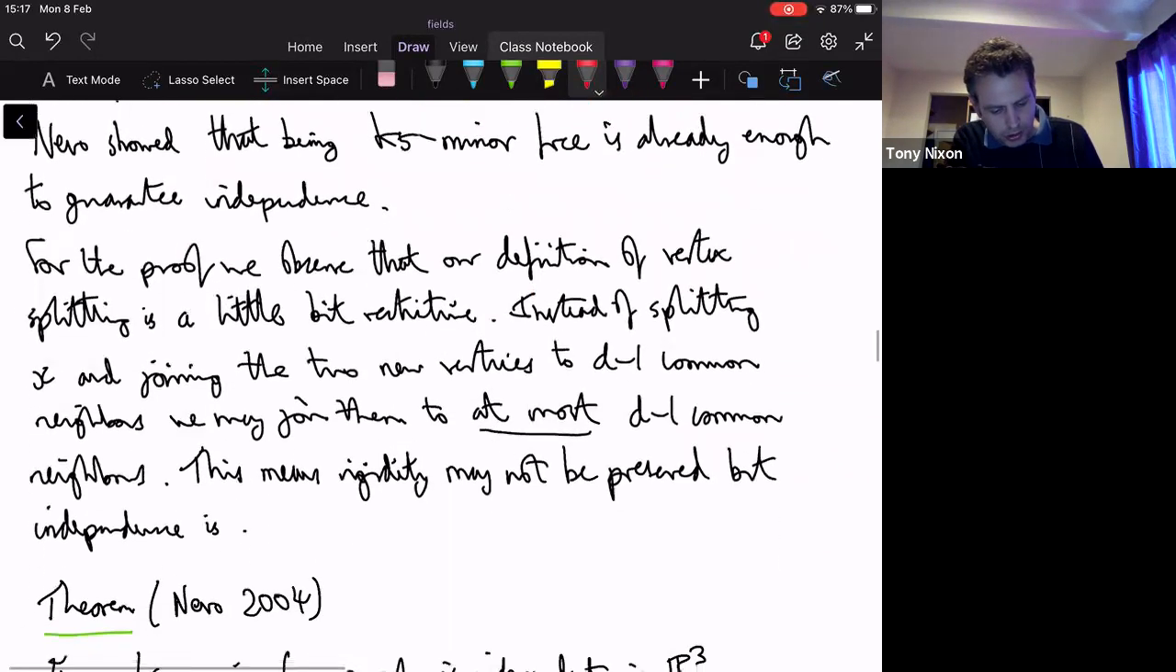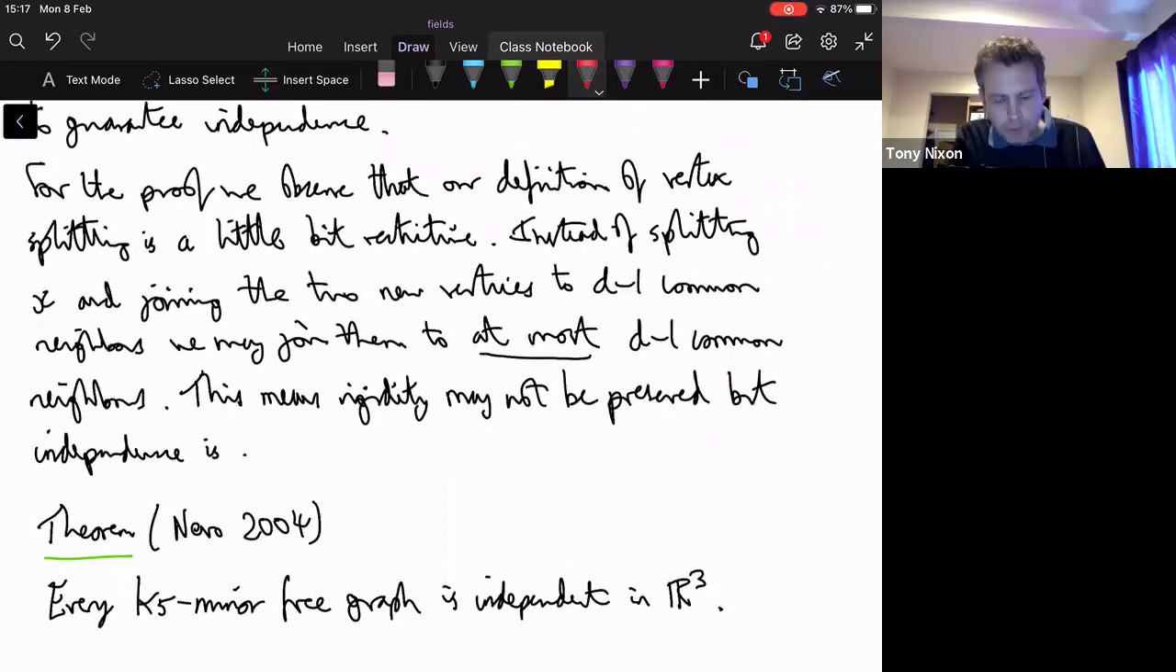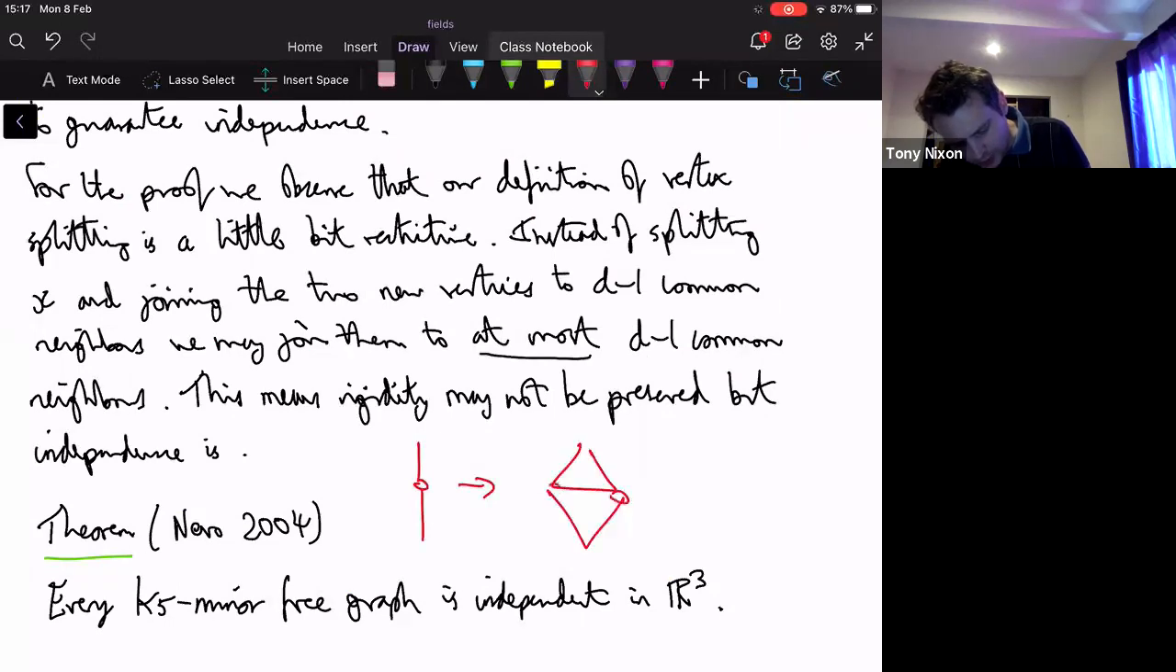Okay, so I'm going to use vertex splitting in the proof as Nevo did. So I need to say one thing about the vertex splitting operation. Here's a three-dimensional vertex split again. This was, say, U, and this is U' and U'' that it's split into.